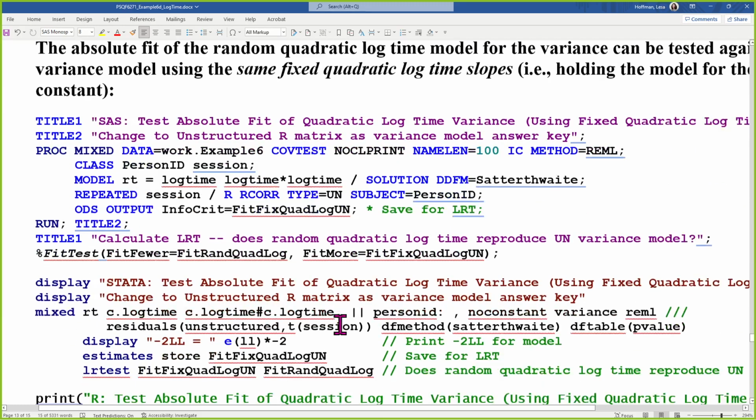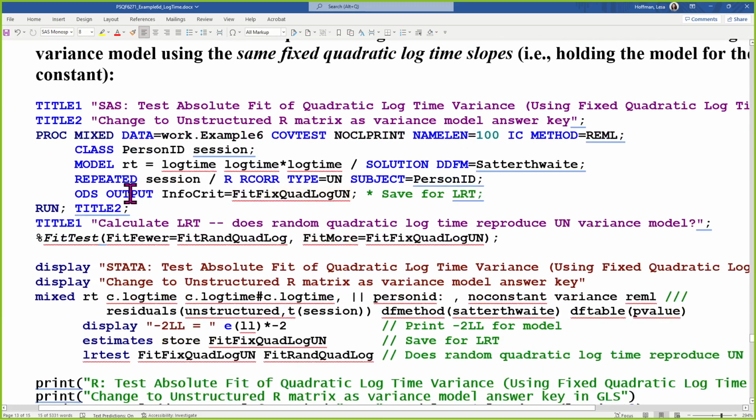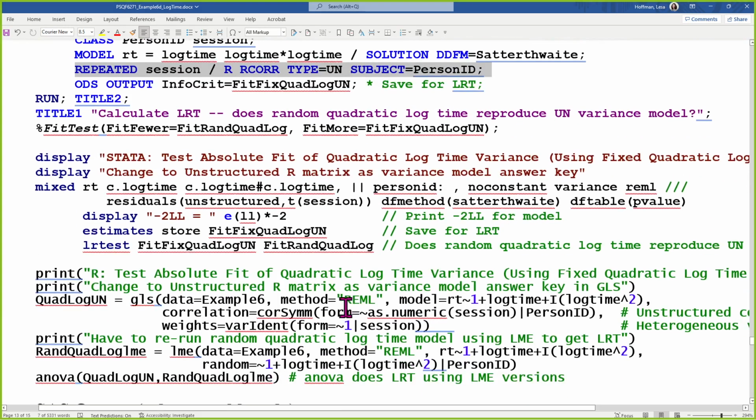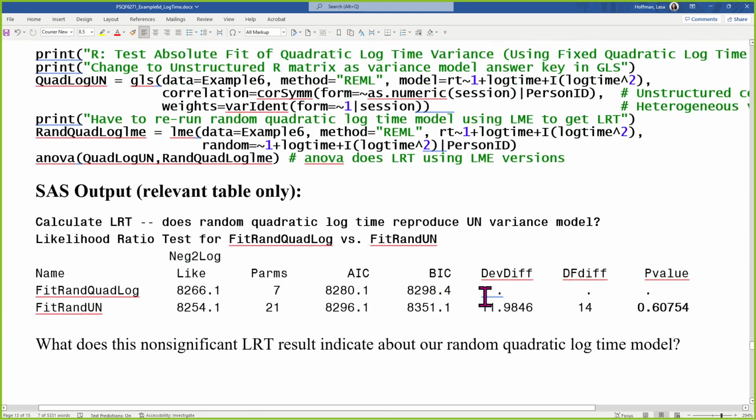Now the variance side. So I'm re-estimating the model with a different variance structure, unstructured R matrix, to serve as a comparison to see if the 3 random effect model plus residual is enough. Had to switch to GLS and LME to do that in R, of course. Survey says, non-significant. We win.